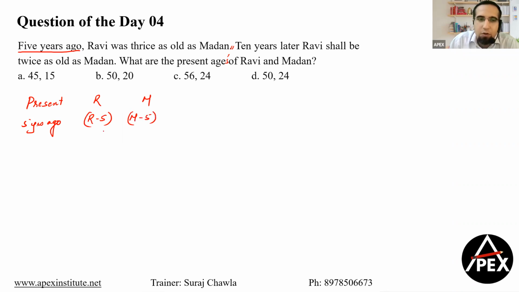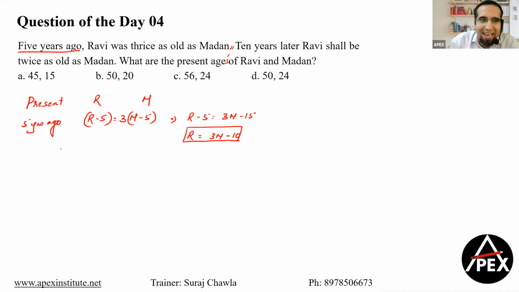Now, what is given to us? 5 years ago, Ravi was thrice as old as Madan. So from here, what do I get? I get R minus 5 is equal to 3M minus 15. Or I get the value of R is equal to 3M minus 10. Clear? If I transpose the value of minus 5, it becomes a plus 5 on the other side.